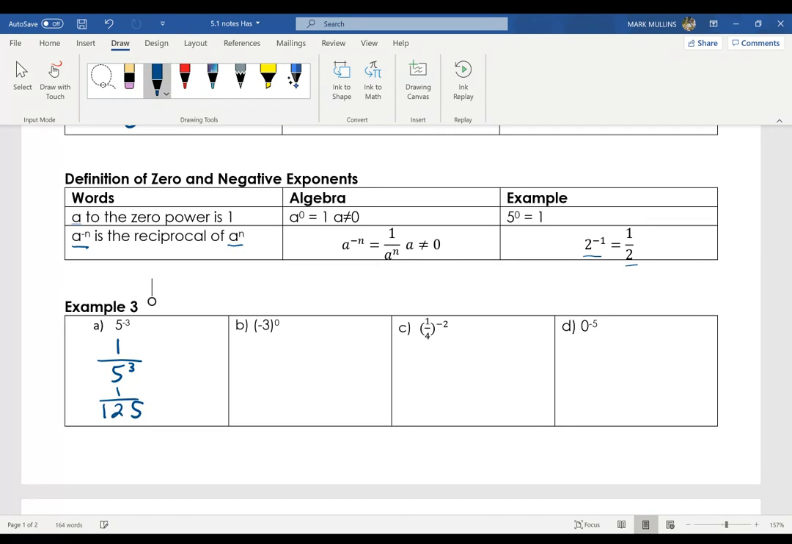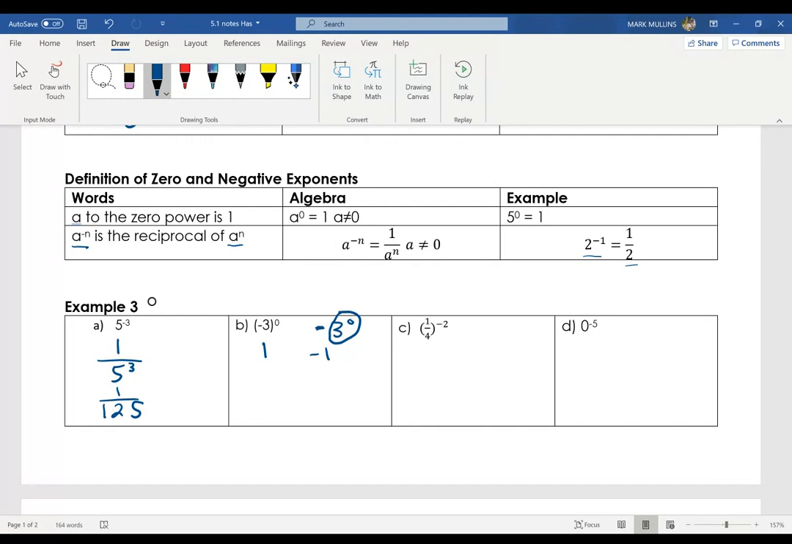In the next one, I have something to the 0 power. And notice how there's parentheses around the negative 3. So that's going to equal 1. If I had negative 3 to the 0 power like this, I would have to do 3 to the 0 power first and then make it negative. For order of operations, that exponent would come before the multiplication, and so that would be a negative 1.